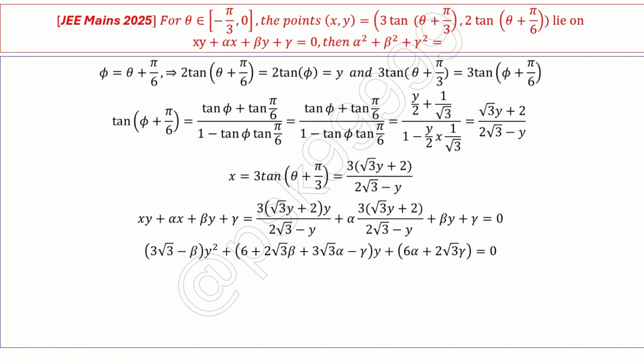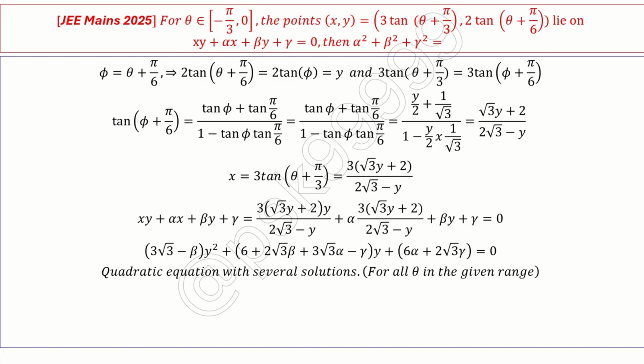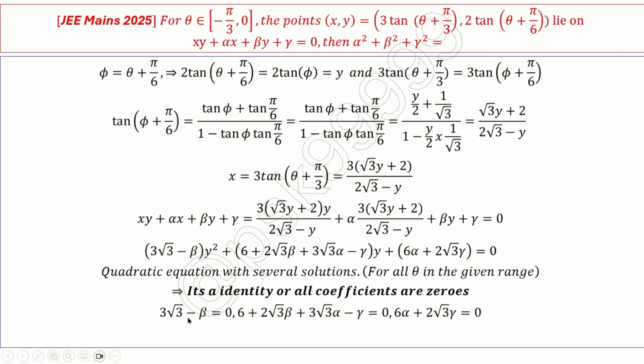If it is an identity, you know that the coefficients should be equal to 0, right? So the coefficients are 3 root 3 minus beta equal to 0. So you get the beta value from this.